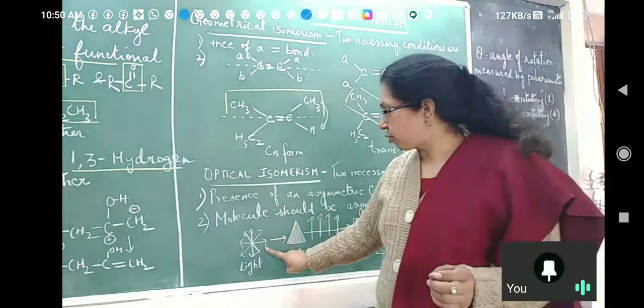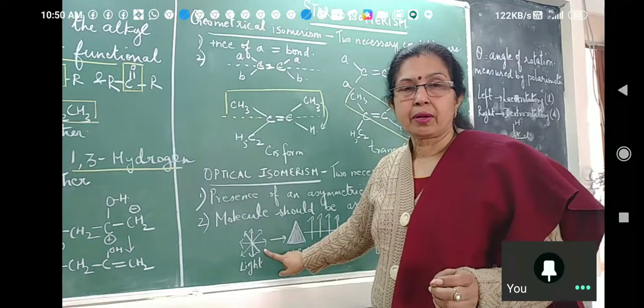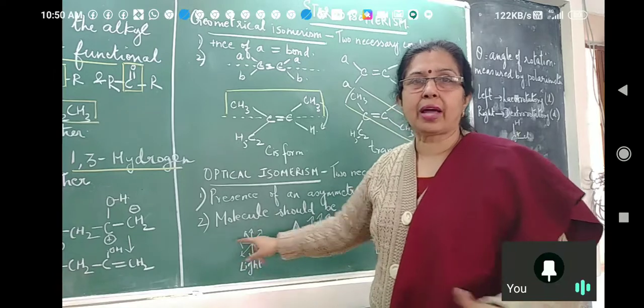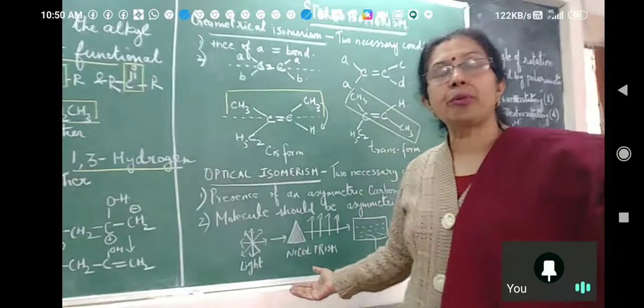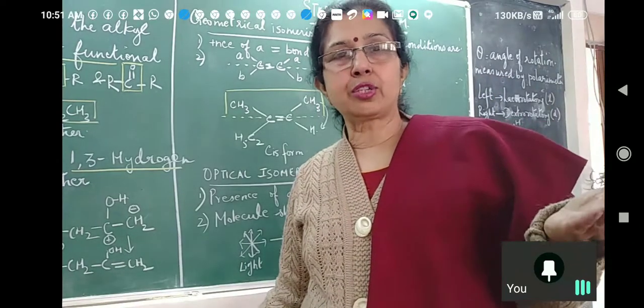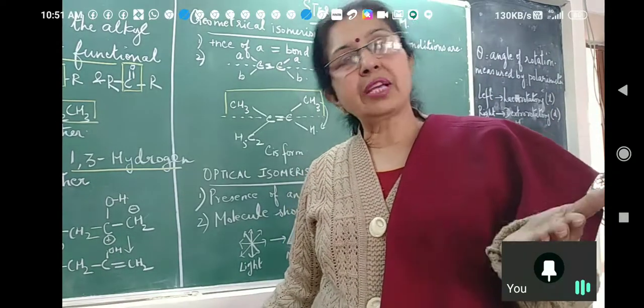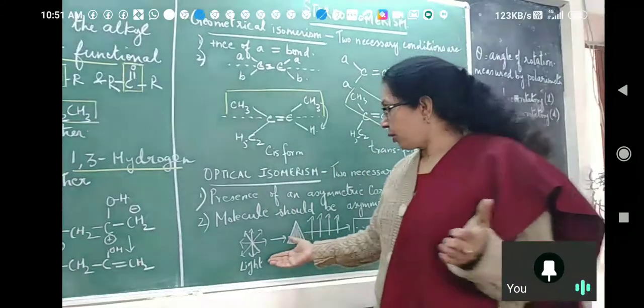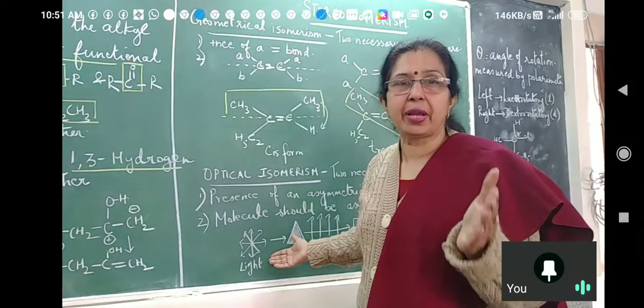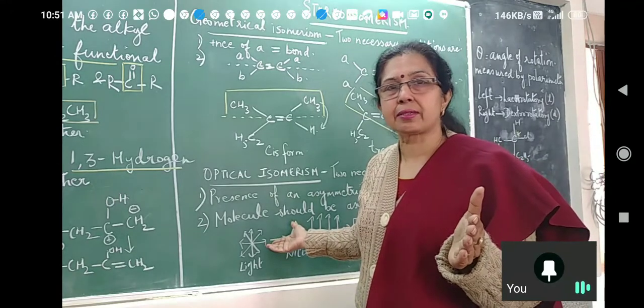See, I have drawn a figure here, right? I have drawn arrows in all directions. Actually, our light, what we get from the sun or any other source, has vibrations in all planes, right? So it has vibrations in all planes. We represent it like this.